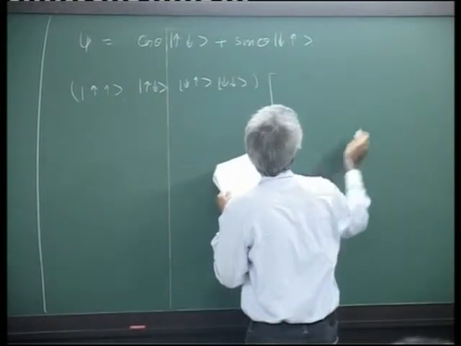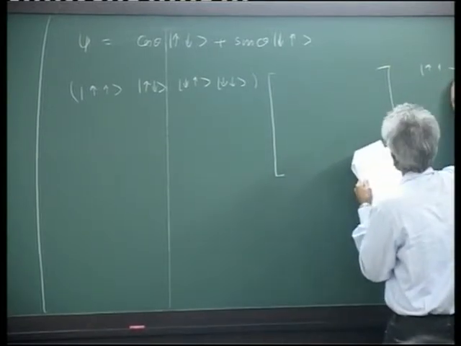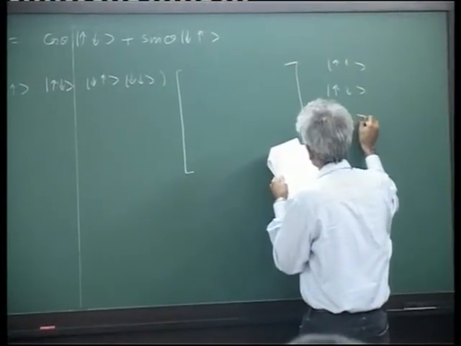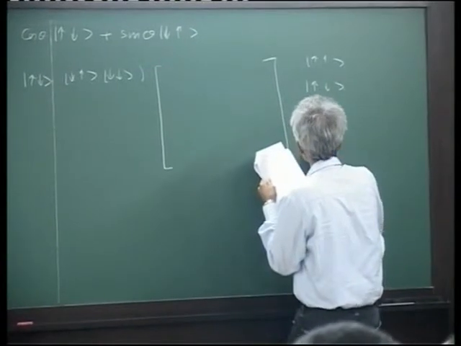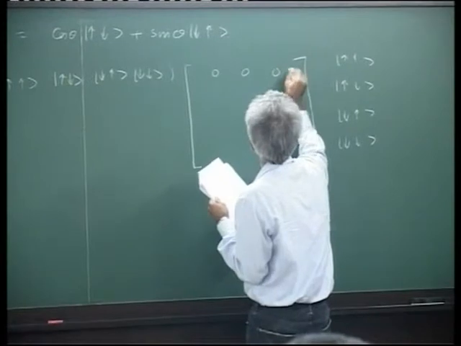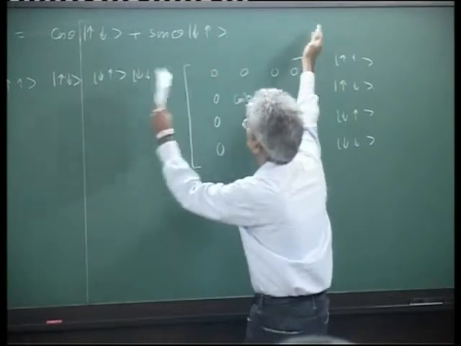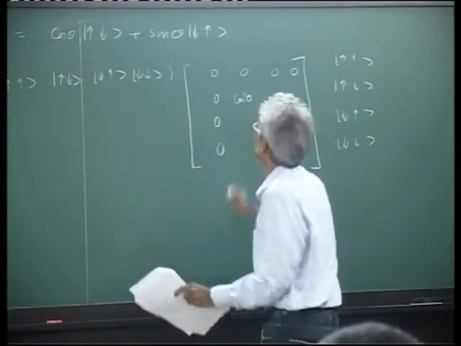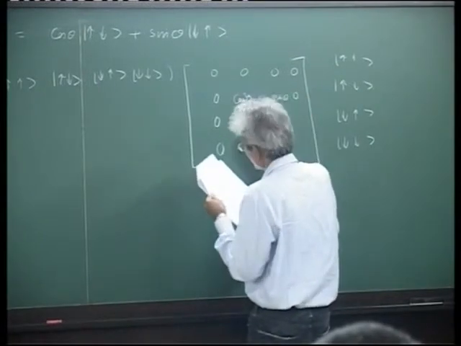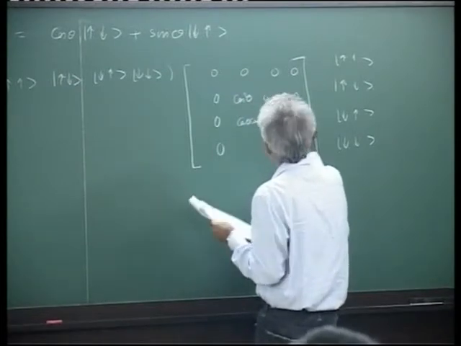So the matrix, for many people it might be familiar, but just to get the game going: 0, 0, 0, 0, 0, 0, 0, cos squared theta. So you basically have to multiply this together, the bra and the ket. So cos squared theta, cos theta sin theta, 0, cos theta sin theta, sin squared theta, 0, 0, 0.